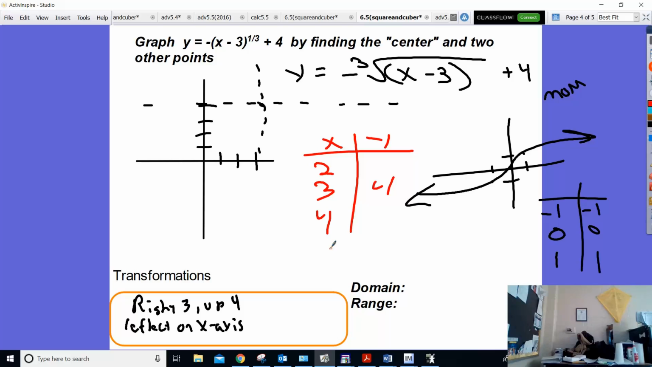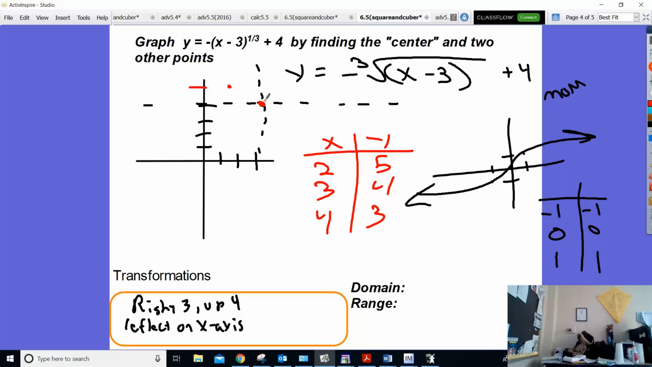So I plug a 2 in, I'd have 2 minus 3, which is negative 1. And what is the cubic root of negative 1? Negative 1. And there's a negative out front, makes a positive 1. You add 4, 5. Sorry, if I plug a 4 in, I have a 1. Cubic root of 1 is a 1. There's a negative out front, so now it's negative 1. I add 4, 3. And you'll start seeing your reflections too. So right 2, up 5.